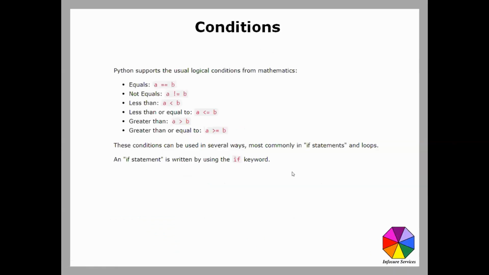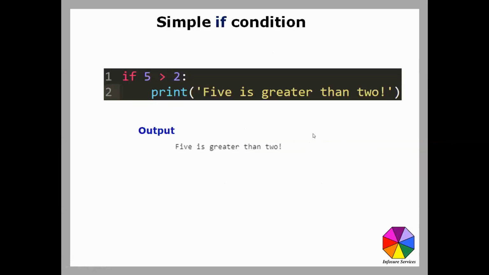So here, in evaluating conditions, you have the double equal to. The double equal to is used when you're evaluating conditions for equality. So this is how it is: a double equal to b, not equal to b, less than or equal to, greater than or equal to, all of that. These are all put in a simple if condition.